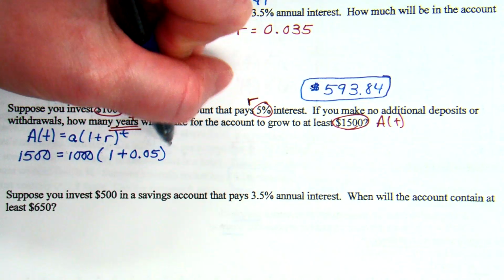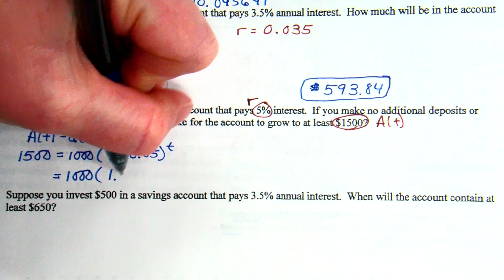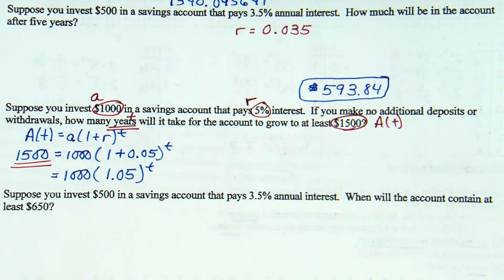1.05 raised to the t, except I don't know t. That's my goal here. I have to find that exponent. The one thing I can do is clean this up a little bit. It's 1,000 times 1.05 raised to the t. And what do we want to know? We want to know when that equals 1,500.